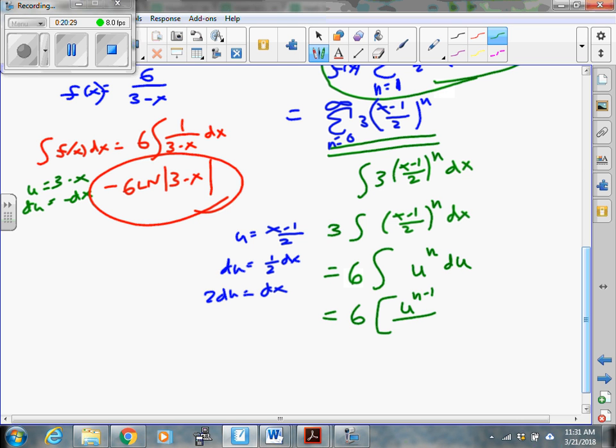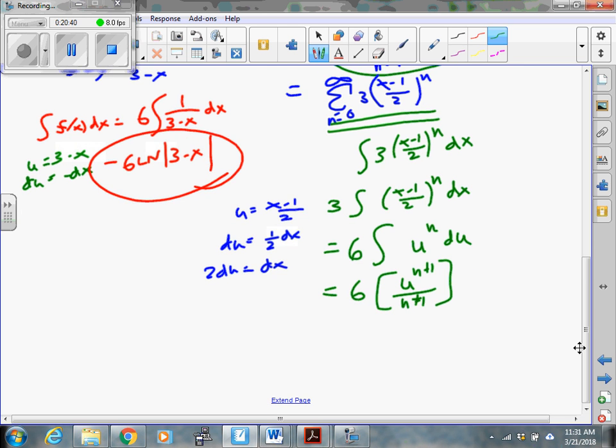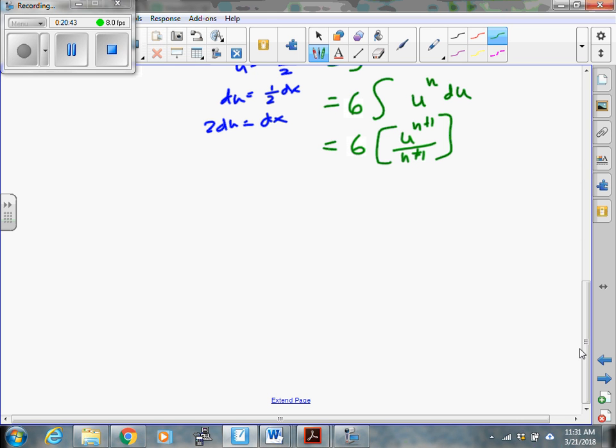Okay, now we can integrate. Oops, I know, it should be plus 1. Don't yell at me. Plus 1, which leaves me the following: 6 over n plus 1. I'm putting the n plus 1 with the 6 because the n is a constant. And then I have u to the n plus 1. Again, u was x minus 1 over 2, so I'm going to go back to my x's. Now I can just tack on the summation series, the bounds, and we're done.